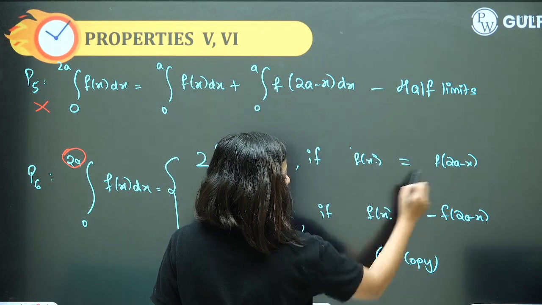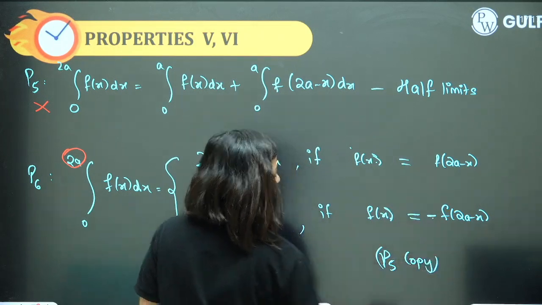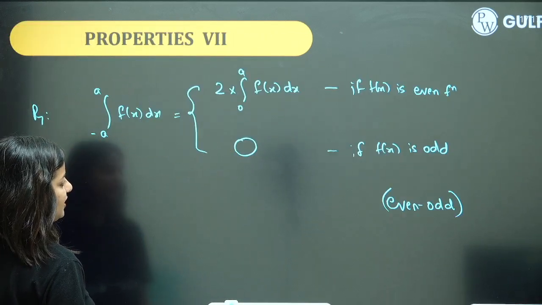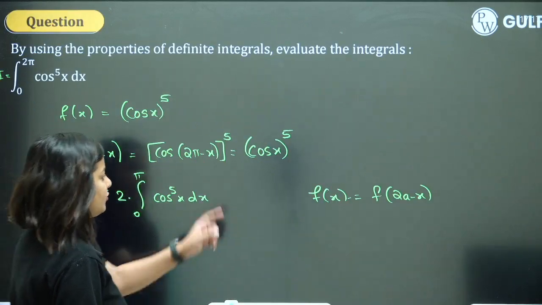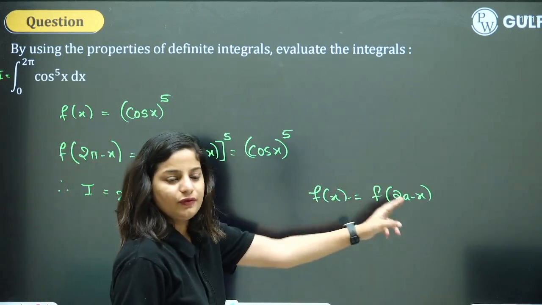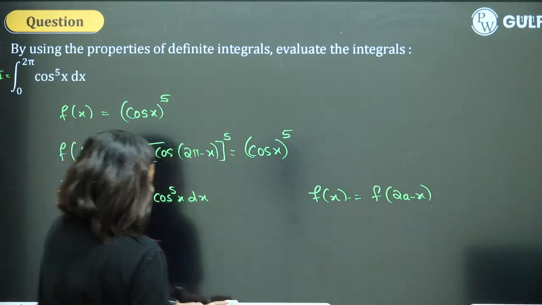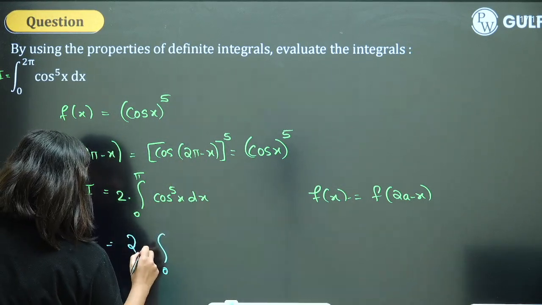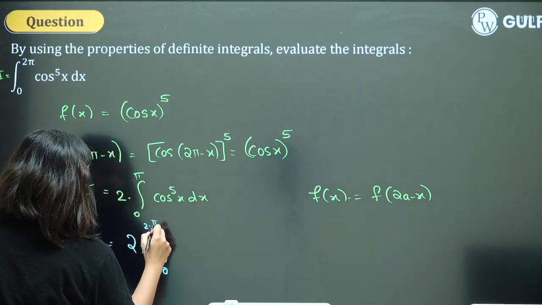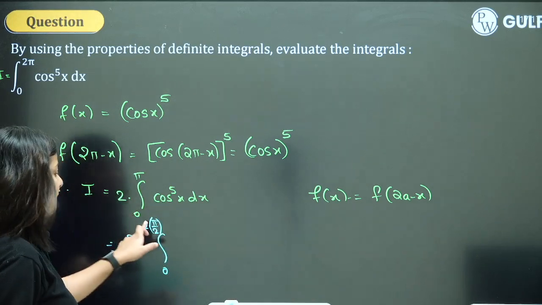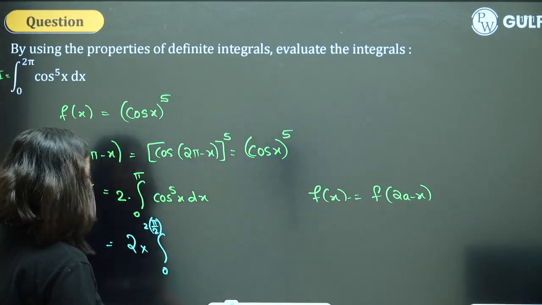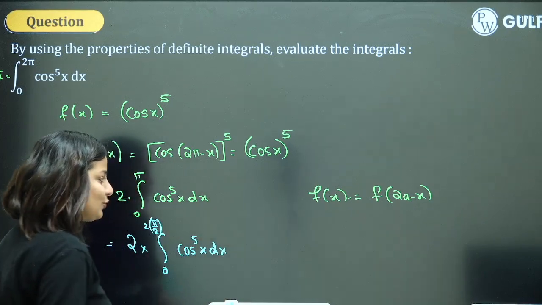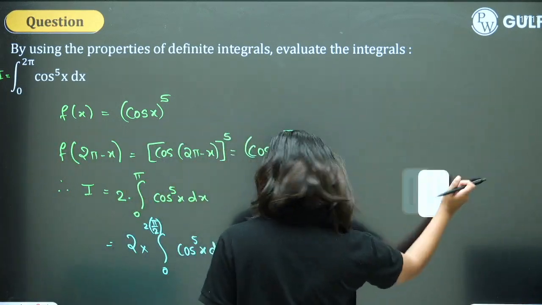f of x is equal to f of 2a minus x, or f of x is equal to minus f of 2a minus x. If both function values are equal or not, that's what we check. So here both functions, f of x and f of 2a minus x, are equal. We wrote it twice. Now let's do a very interesting trick: 2 times integral 0 to 2 into pi by 2. This pi can be written as 2 into pi by 2. Why are we doing that? To apply P6 once again.